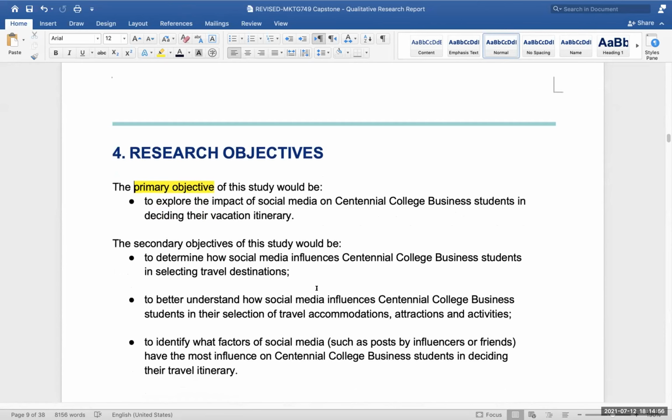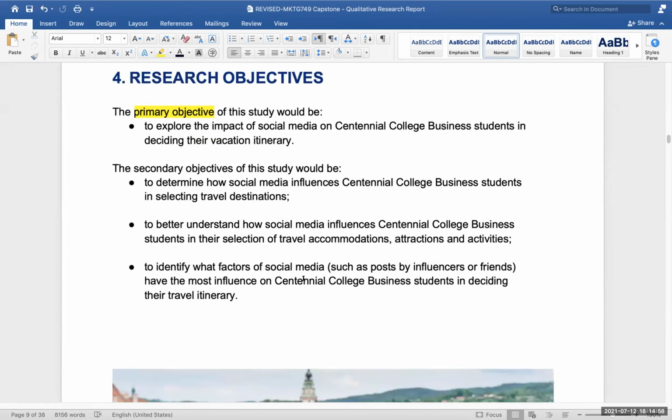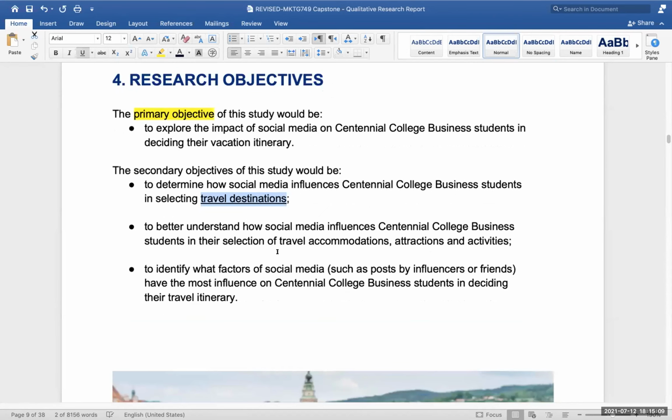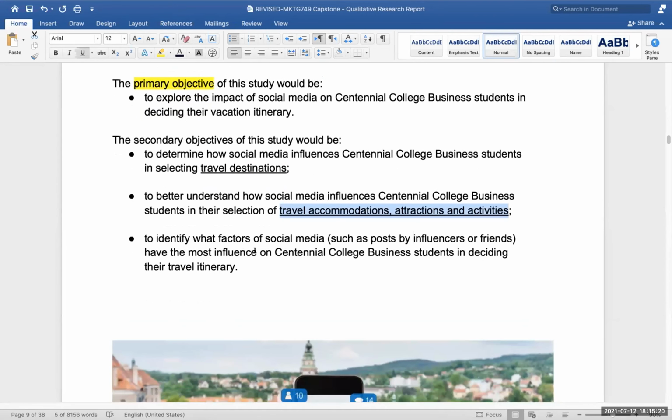And then you have the secondary objectives now, which is usually between 3 to 5: to determine how social media influences these students in selecting travel destinations. So this is travel destination, which is a variable. Let's underline that as a variable. To better understand how social media influences students in their selection of what? This is another variable, right? Travel accommodations, attractions, and activities, and to identify what factors of social media have the most influence. So is it that it's posted by influencers or by friends, or is it based on pictures or whatever? So if you notice now, each secondary objective is measuring a different variable.